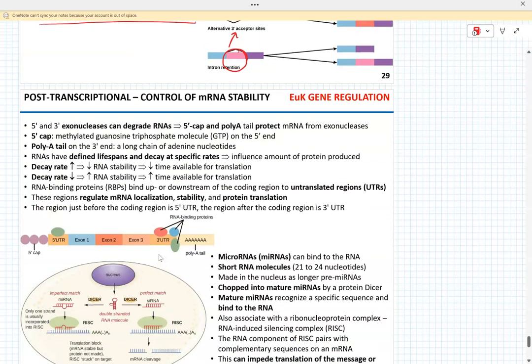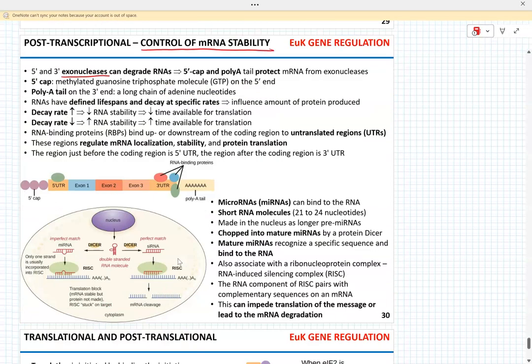Another mechanism by which eukaryotes regulate gene expression is the control of stability of mRNA. Enzymes called exonucleases, 5' and 3', which shows from which side of the mRNA molecule they will break it down, can degrade RNA by slowly, or not slowly, taking out nucleotides one by one. To protect RNA from exonucleases, it is post-transcriptionally modified by capping and polyadenylation.